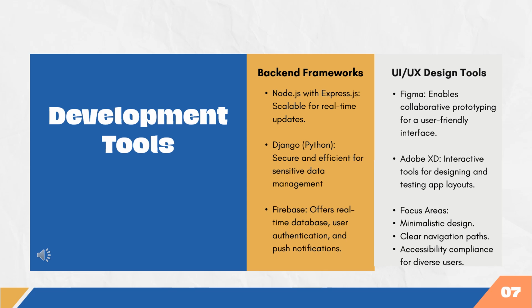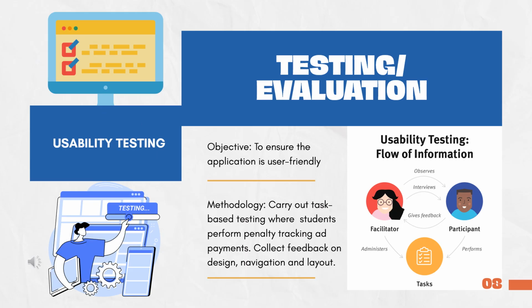We have selected a framework that is highly scalable and ensures real-time updates for penalty records and notifications. For testing and evaluation, we chose usability testing. The objective is to ensure the app is user-friendly and easy to use for all UUM students. The reason for the selection is to identify usability issues and improve it for better user satisfaction.